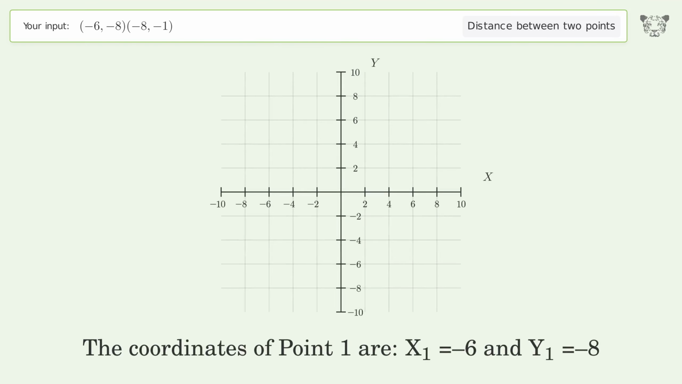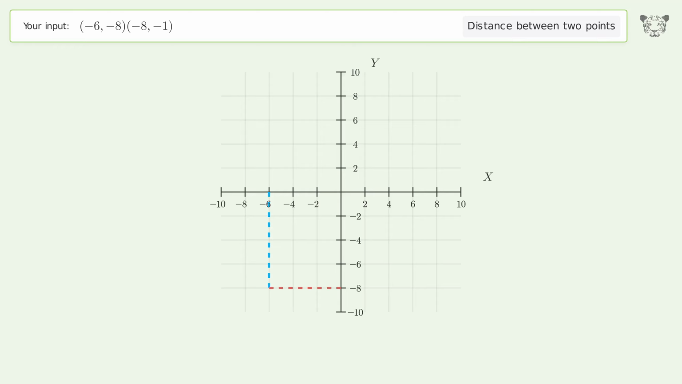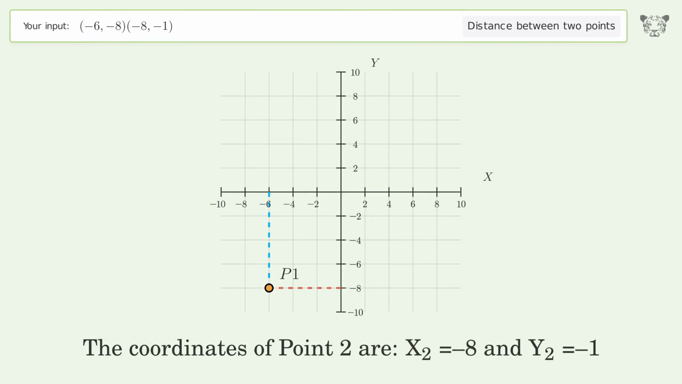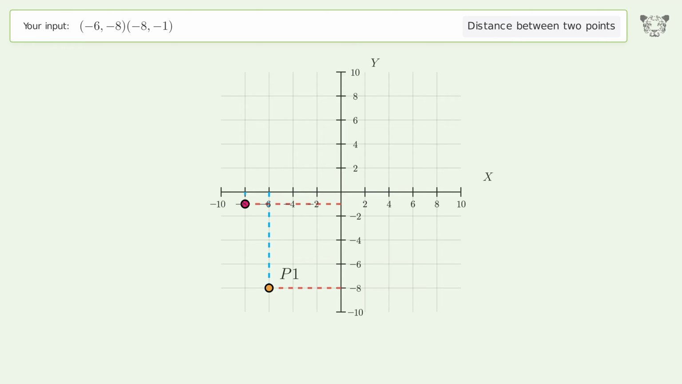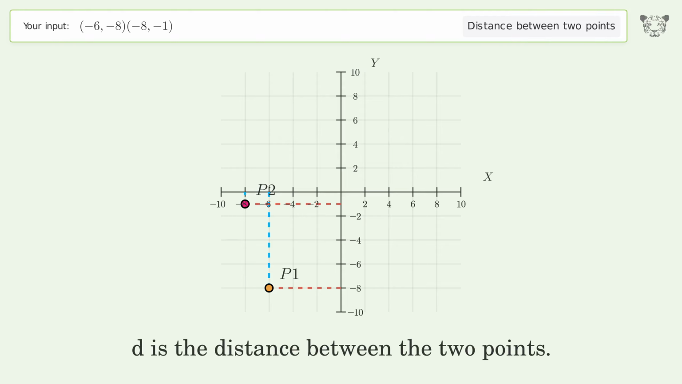The coordinates of point 1 are, x1 equals -6 and y1 equals -8. The coordinates of point 2 are, x2 equals -8 and y2 equals -1. D is the distance between the 2 points.